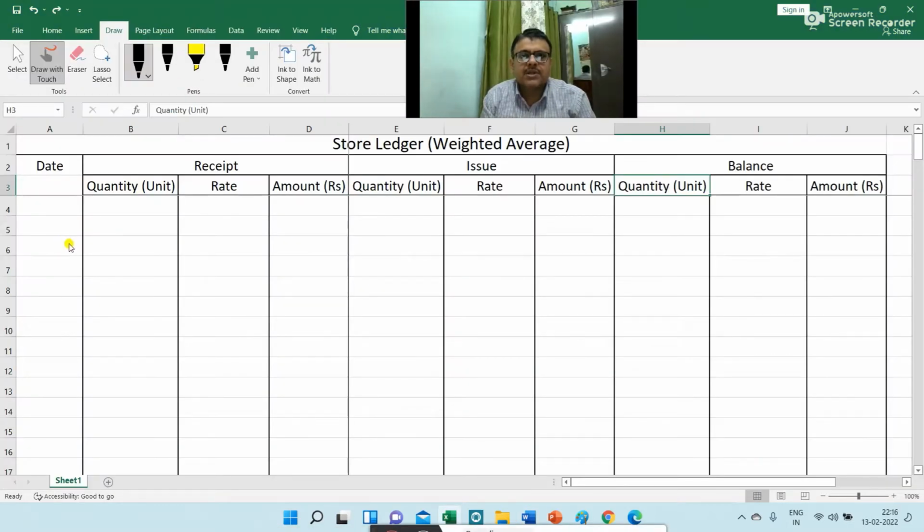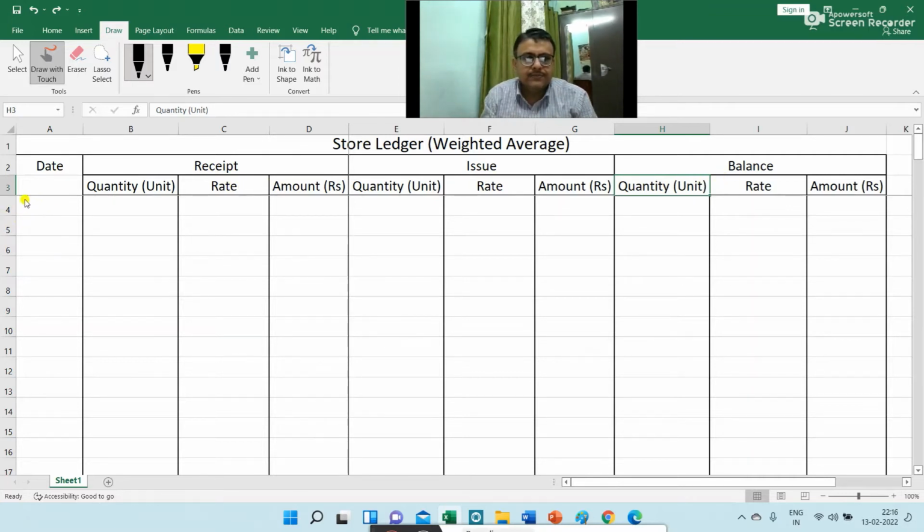So here is the structure of the store ledger that I have prepared, and within bracket I have written weighted average. That is the weighted average method we are going to apply in preparing the store ledger, and we are preparing the store ledger for the month of January 2022. So we have the first column, the date, then the receipt column, then issue and the balance.